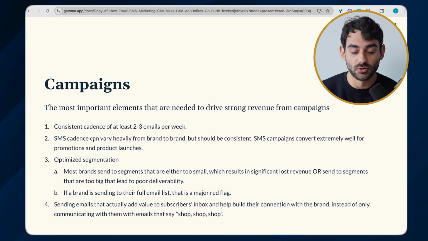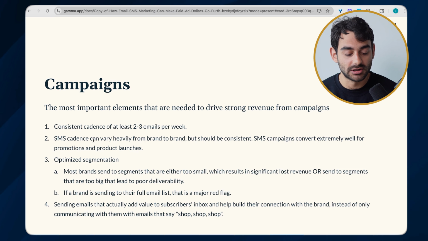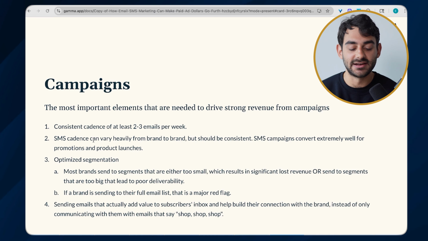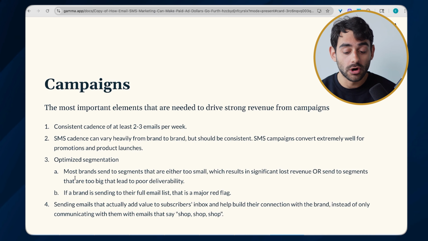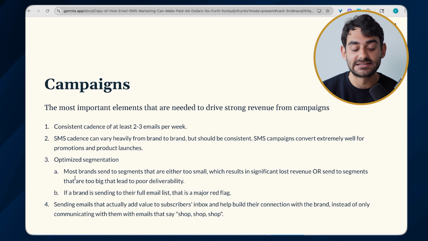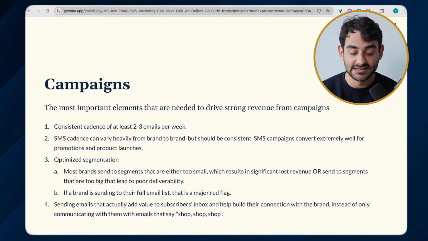So SMS campaigns convert really well when there's promotions and new product launches, and you should be consistent and send once a month, once a week, whatever makes sense for your brand. It should be consistent. You need to have optimized segmentation. Most brands either send to segments that are too small, which results in significant lost revenue because they're not sending to enough people who are qualified to purchase, or they're sending to segments that are too big, and that's leading to poor deliverability. If your brand is sending to your full email list, this is a major red flag, and you need to go watch my video on deliverability right now.